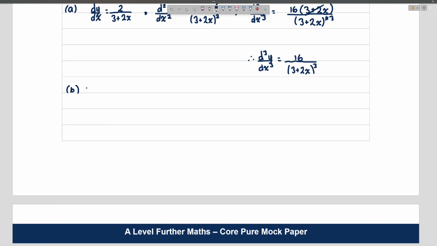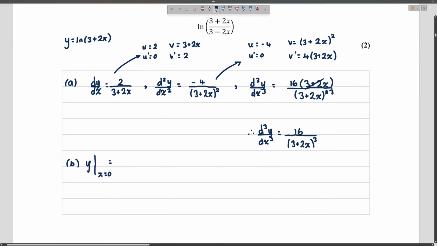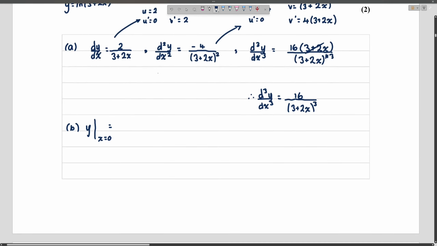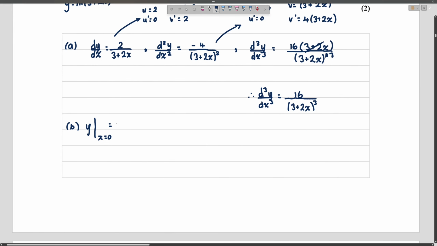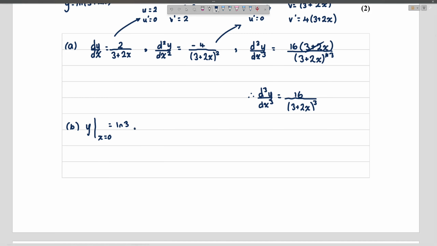Okay. So y here when x equals 0. Don't forget then, y is equal to ln(3 + 2x). So if x is 0, y is equal to ln 3 there. Hopefully nice and straightforward. Let's just do the same now for dy/dx here. So dy/dx when x equals 0. So what do we get here? Well, if x equals 0, I get 2 over 3 there.